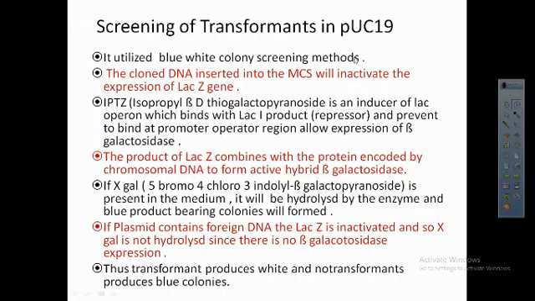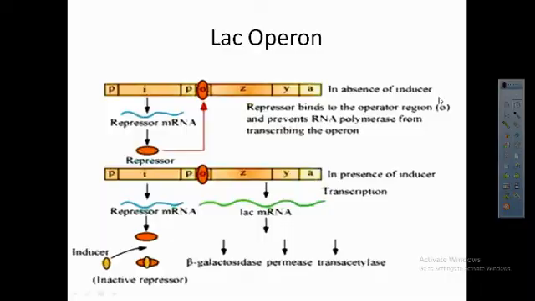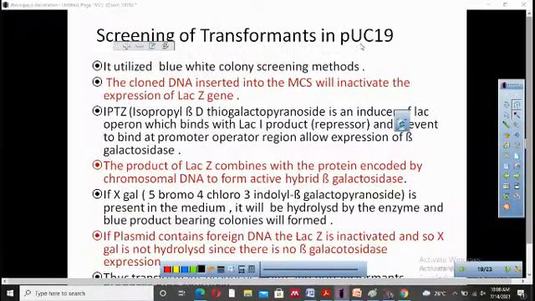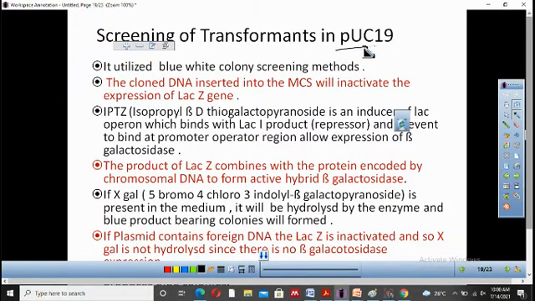Another vector is the pUC19. This was generated in order to get rid of some of the limitations we get in the pBR322, because that was a very lengthy process. You will have to culture in ampicillin or tetracycline. So in order to avoid this complexity, another vector was created, or genetically engineered.